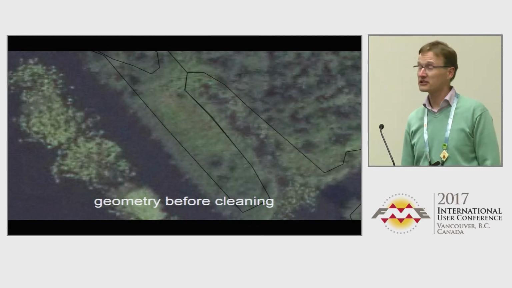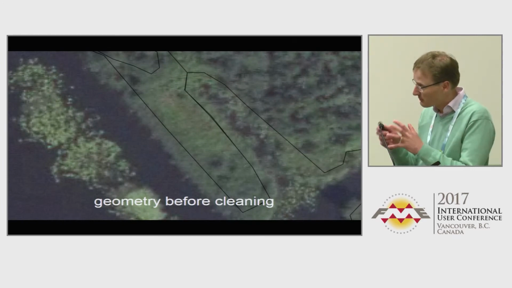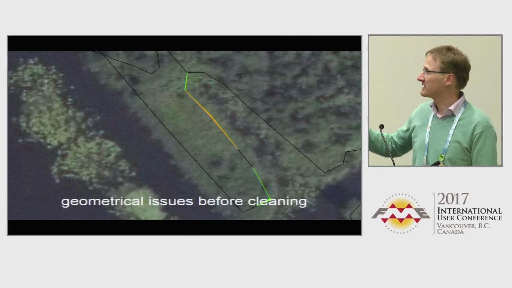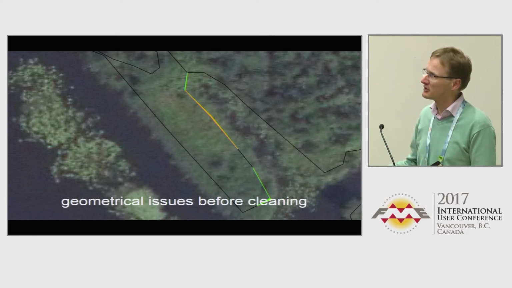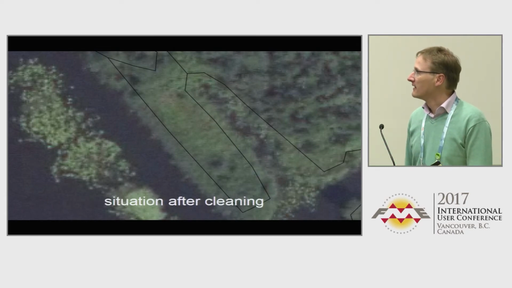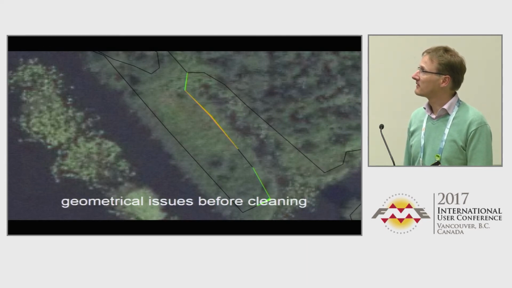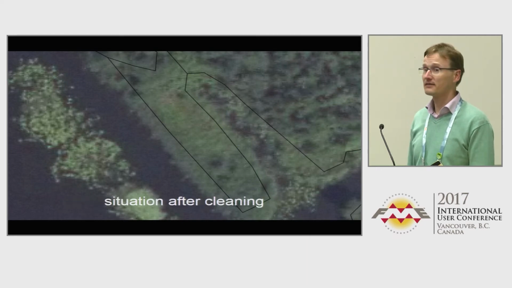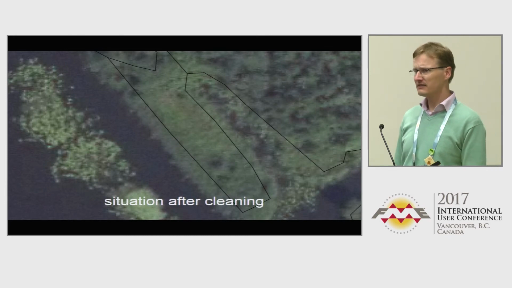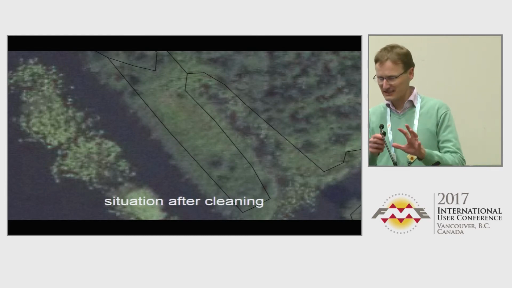Well, this was the geometry before cleaning. We're zooming in on the geometrical issues, with the slivers, with the gaps. There are no holes at this point. And this is the situation after cleaning. So you see, not much has been done on the polygons, but the slivers are gone and the geometry is much better.